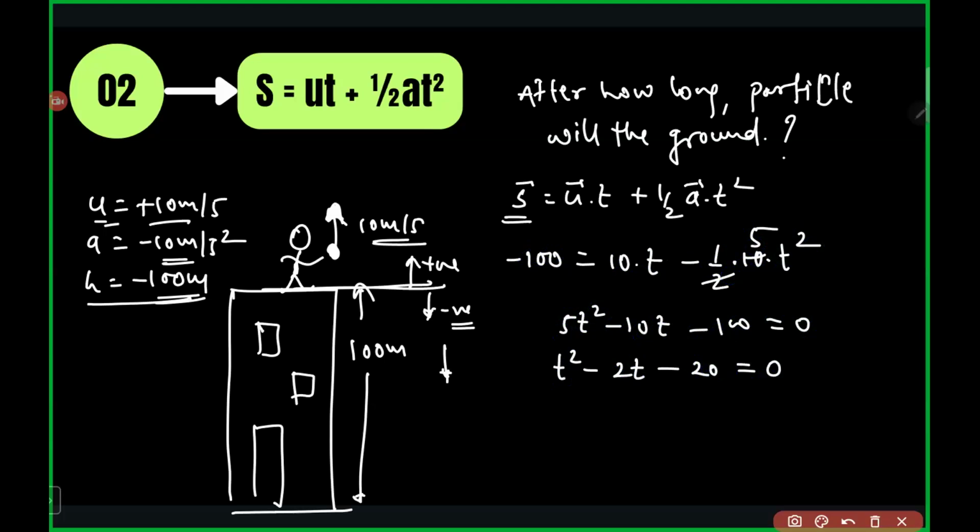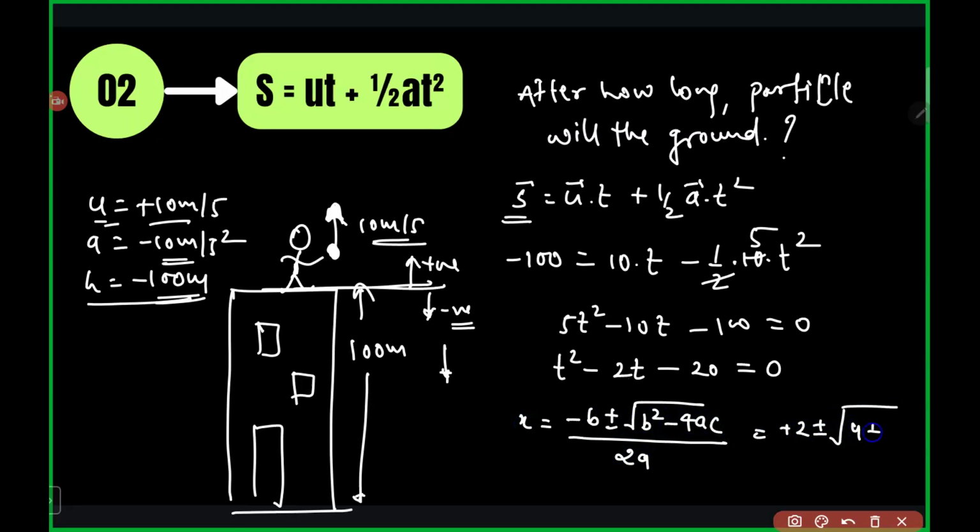Now it is a quadratic equation. So you know how to find the root of the quadratic equation: minus b plus minus under root b square minus 4ac, by 2a. I will write the formula just once. You remember this formula, everyone? Yes, sir. Okay. So minus b is minus minus plus 2, plus minus under root b square, which means 4 minus minus plus 4 into 20 into 1, divided by 2.